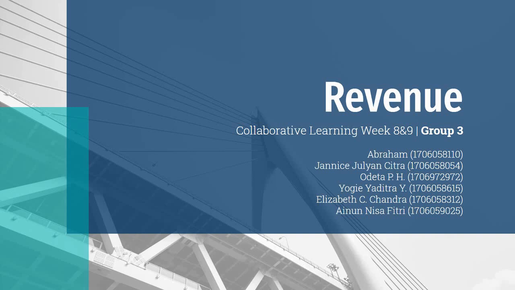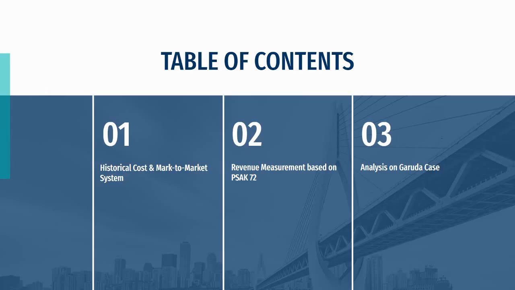We are from Group 3 and now we are going to explain our presentation from the collaborative learning materials last week related to revenues. So here is our table of contents. We will explain about the historical cost and mark-to-market system, revenue measurement based on PSAK 72, and analysis on Garuda Case. The first one will be explained by me, Elizabeth, and also Odeta. The second one will be explained by Jannice and Abraham, and the last one will be explained by Yogie and Ainun Nisa.